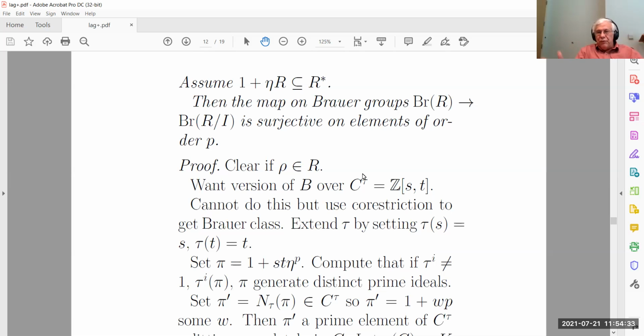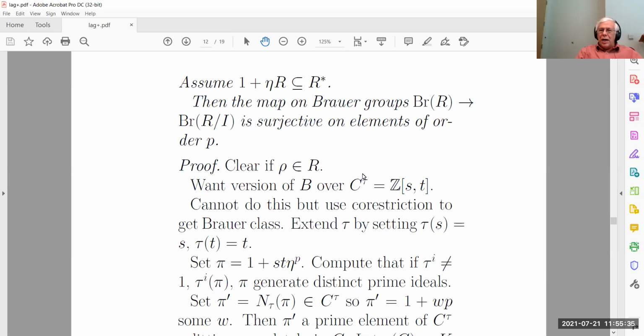I have to assume some stuff is invertible, which is often the case if it's semi-local or something. I have to assume that 1 plus eta rho, all of those elements are invertible, but then I get the result that the Brauer group of R maps onto the Brauer group of R mod I, whenever it's surjective on elements of order P. And I haven't given you the proof yet, except it is clear if R is a Z[rho] algebra, because basically the R mod I Brauer group's elements of order P are generated by these differential cross products, and I know how to lift each one of them, and therefore I get the lift if I have the primitive pth root of unity.